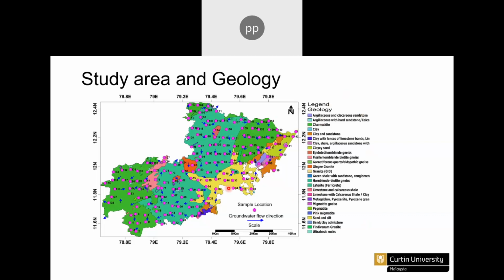On top of that, this is why they picked this topic, because this area is very prone to agriculture. That means most of the community in these regions is actively involved in agriculture. So that's why the researchers were curious how this water quality impacts their agricultural activity.